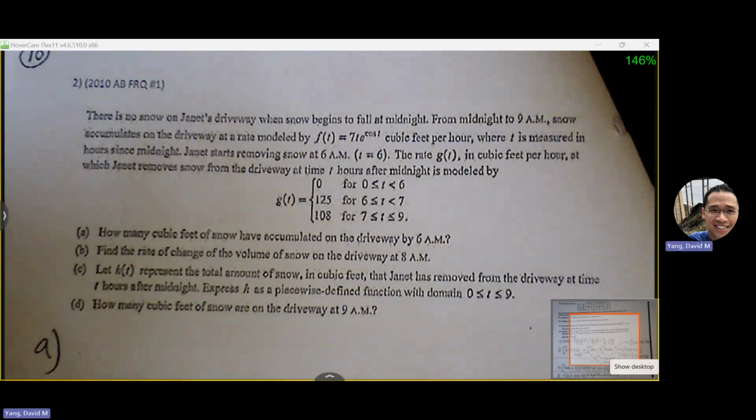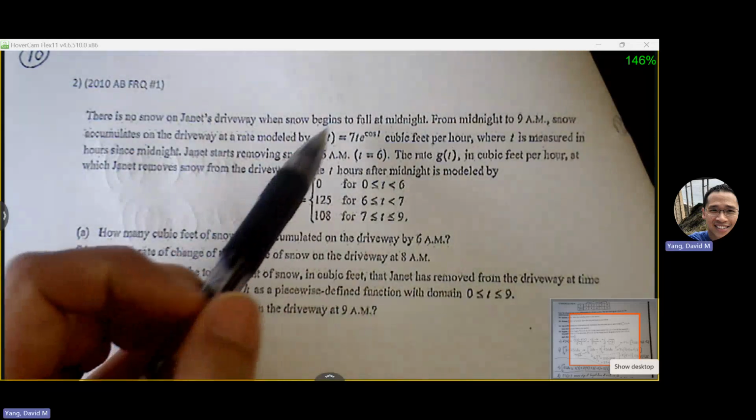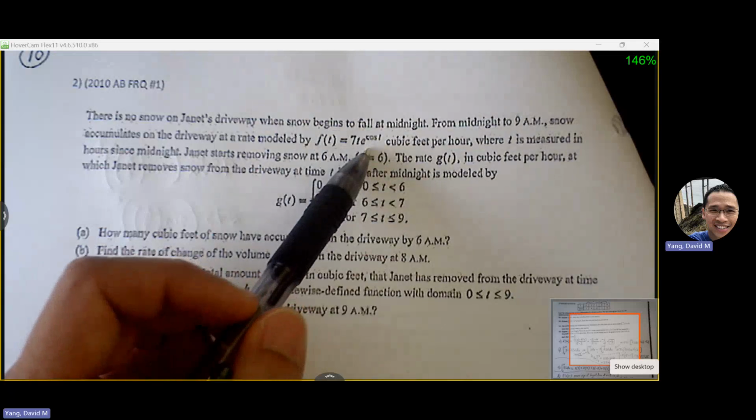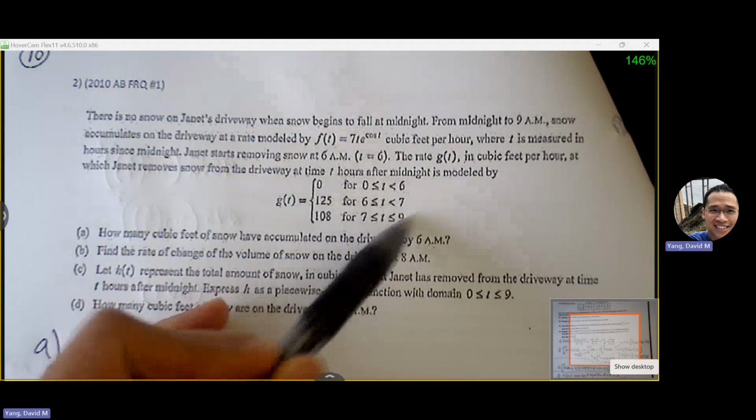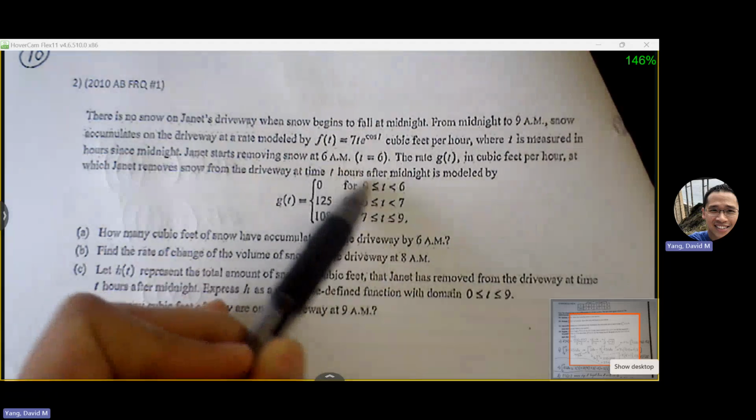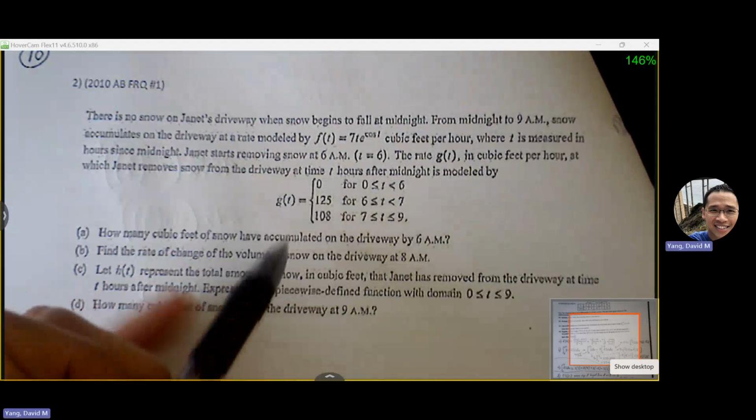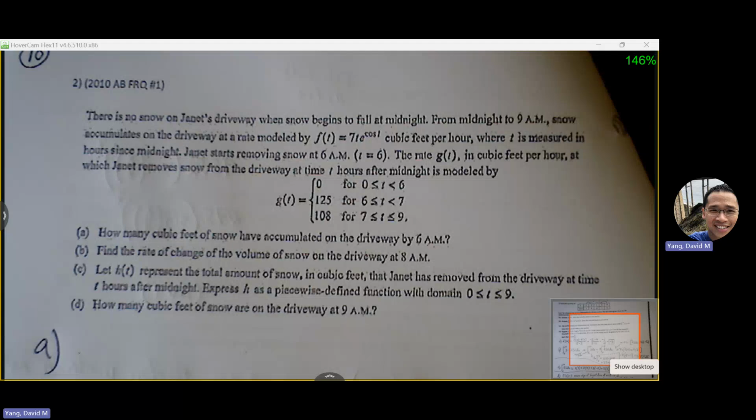So part A, we have two things going on. We have snow that's falling, that's causing the amount of snow on the ground to accumulate. And then also we have Janet working, trying to get the snow off the ground. So part A, how much snow has accumulated on the driveway by 6 a.m.?